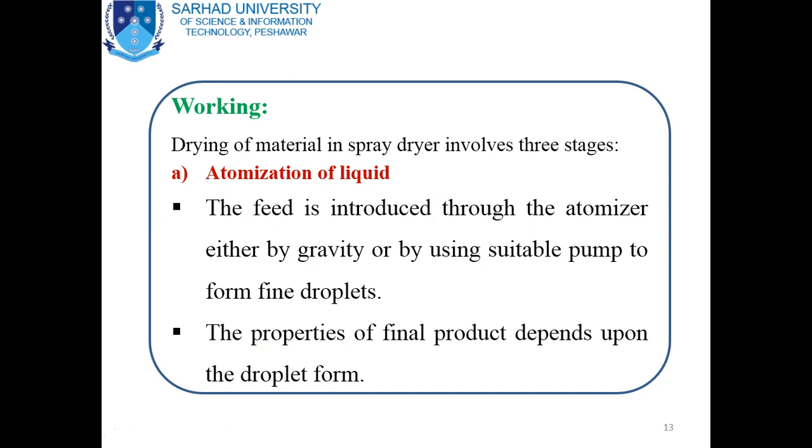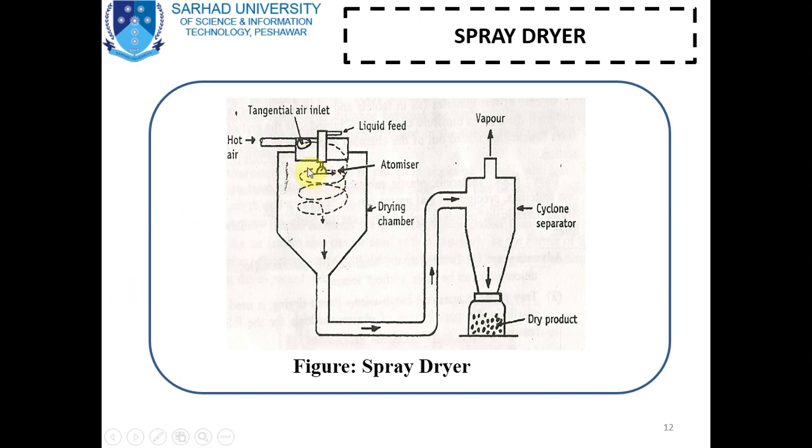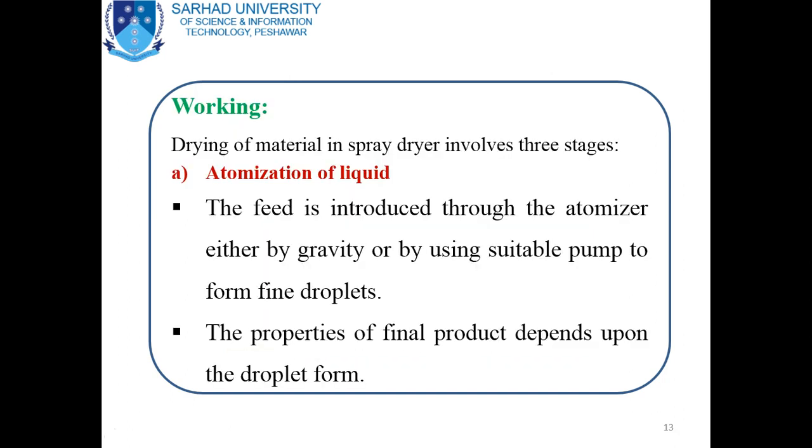By gravity or by using a suitable pressure pump to form fine droplets. You can see the fine droplets in the form of that particular area, that is the formation of droplets. Either we will use a pressure pump, or that may be formed by using gravity. Under the influence of gravity, they will fall and form into fine droplets. The properties of the final product, that is dried, depends upon the droplet form.